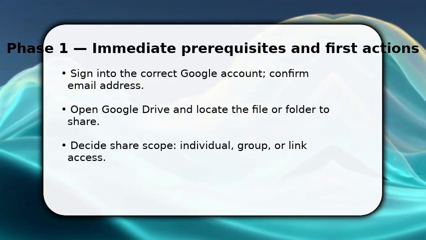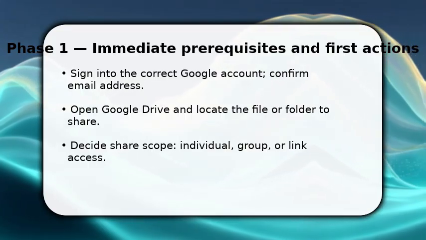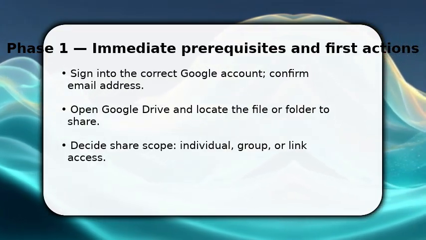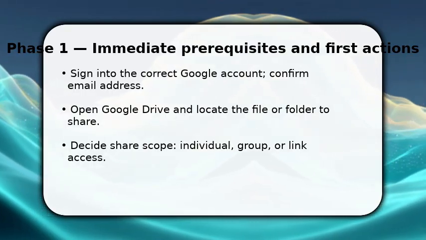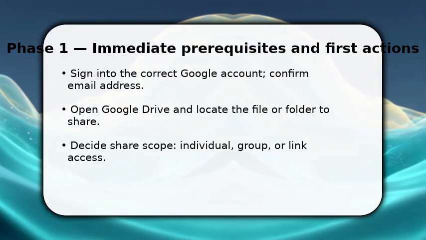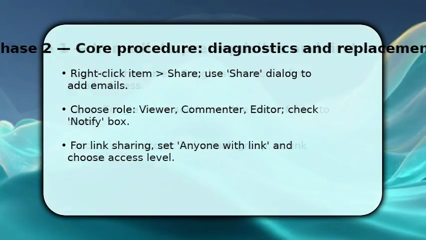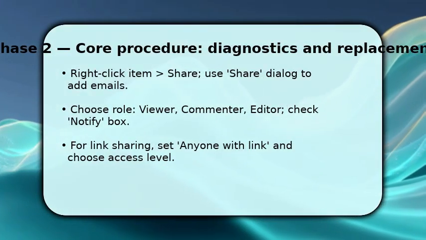Decide whether you will share with specific people or create a link. This matters because link sharing is broader. Make sure to check whether recipients should edit, comment, or view, since that choice determines subsequent steps and security. You now control who gets what level of access.